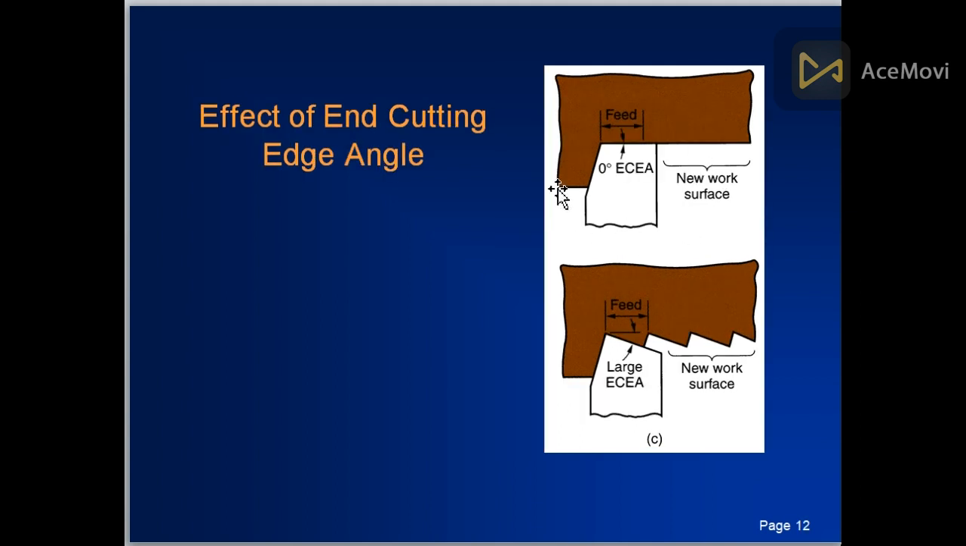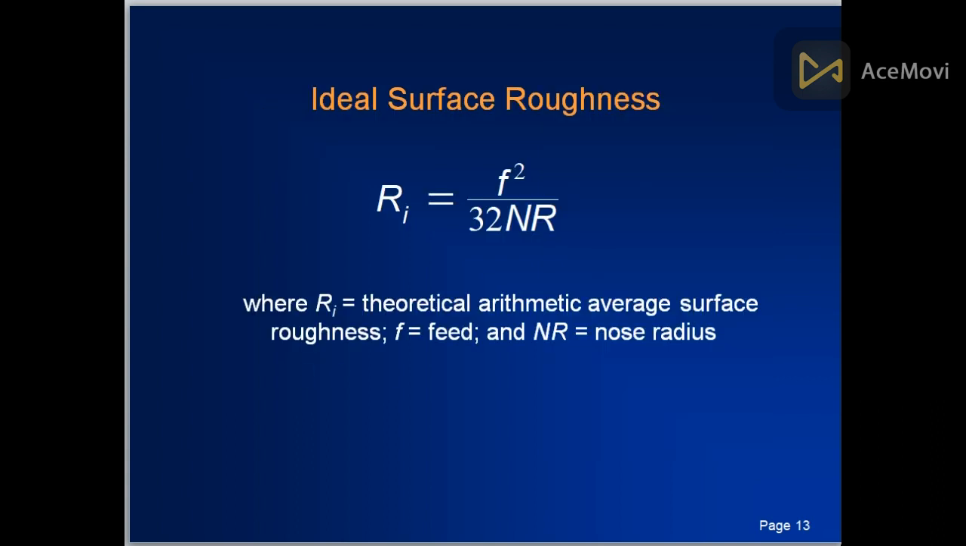The effect of end cutting edge angle is that if we have a smaller angle, we have more smoothness. If we have a large angle, it is not a good case. Now, ideal surface roughness is given by Ri equals f squared divided by 32 times nose radius.